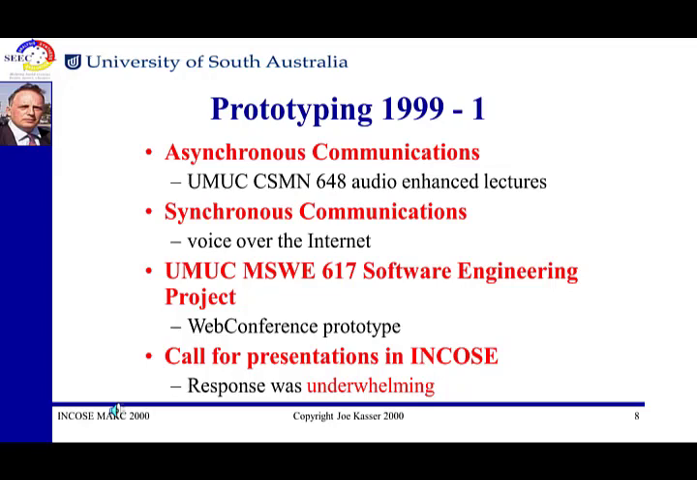The class CSMN 648 ran for the second time, and I found that I could reuse a lot of the material, and the preparation time for the class dropped tremendously from an average of 10 hours a session the first time it ran to 30 minutes a session. And most of that preparation time was taking out semester-specific information that was in the first class. I also tested synchronous communications over the internet. I used a piece of software called Phone Free that allowed me to communicate in real time with the students.